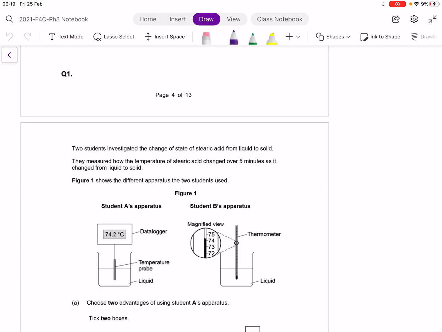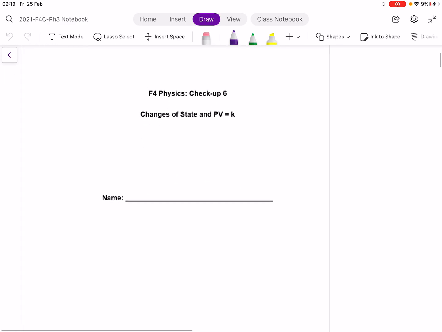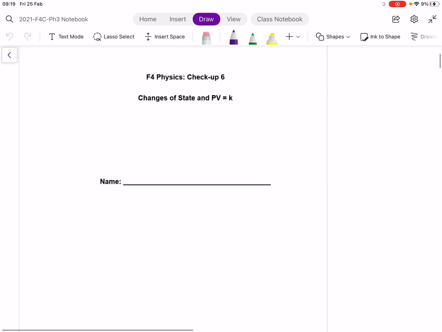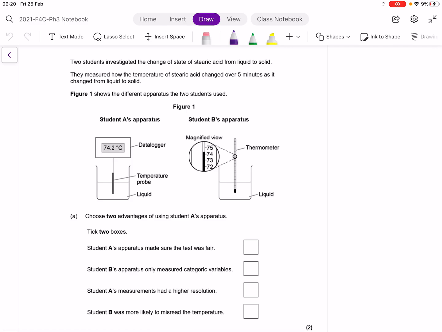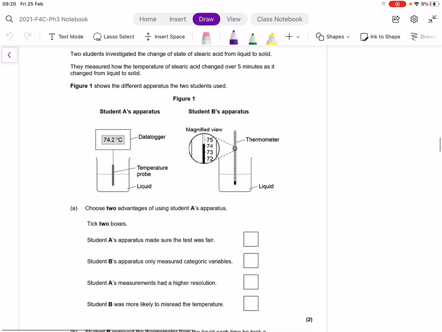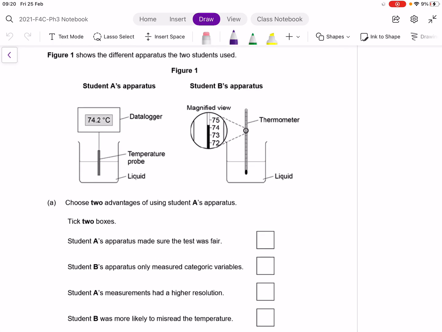All right, so let's go through question 1 of intervention test 6. This is the one on changes of state and pressure volume equals constant. Let's go, question 1. Okay, so we've got to compare the student's apparatus. Big difference here is a data logger versus a thermometer. So let's have a look and let's see what advantages we can think of.